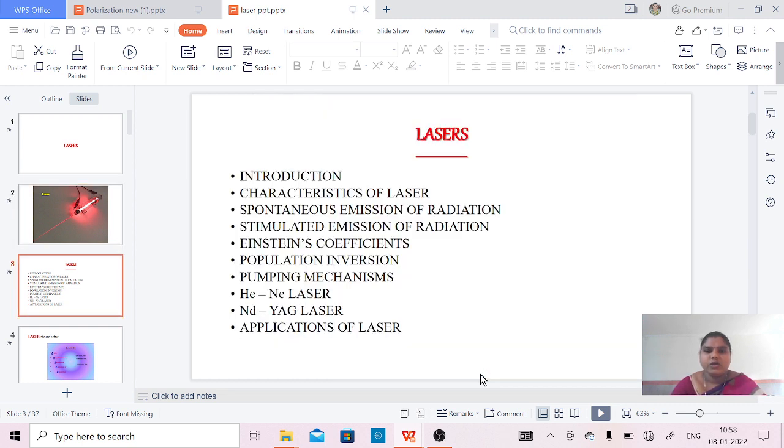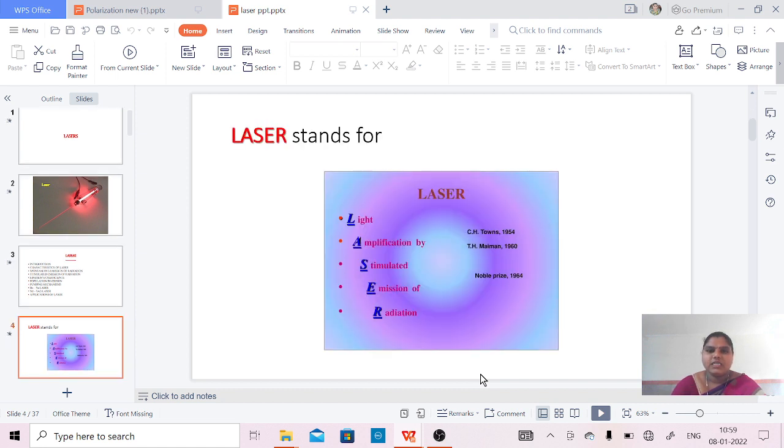These are the main topics which we are going to study in lasers. Introduction about lasers, characteristics of laser, spontaneous emission of radiation, stimulated emission of radiation, Einstein coefficients, population inversion, pumping mechanisms, helium neon laser, Nd:YAG laser, and finally the applications of laser. Let us see laser. What does laser stand for? Laser stands for light amplification by stimulated emission of radiation.